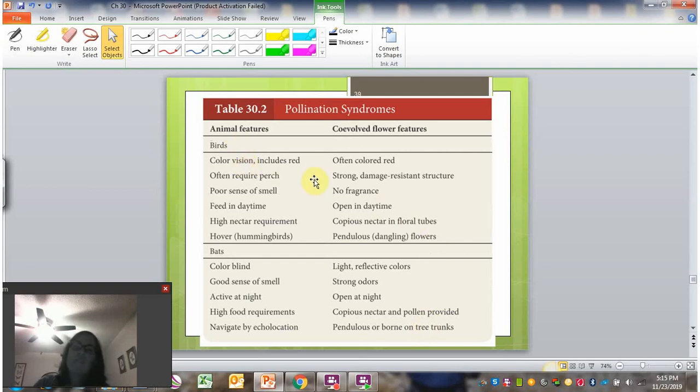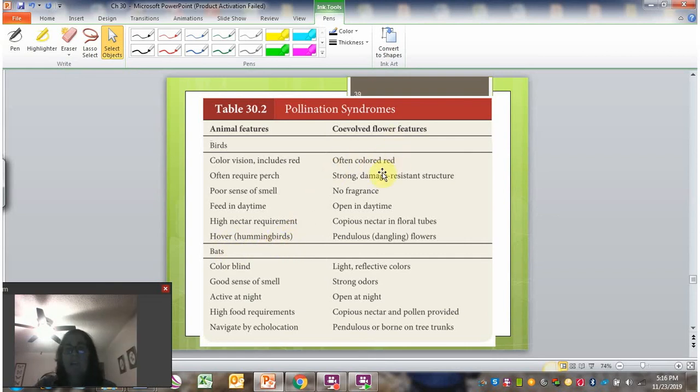Birds have color vision. They can see red as well. Most of them also require a perch, the exception being hummingbirds. They don't smell, so they have a poor sense of smell. They are active during the day. They, in particular, have high nectar requirements. They need a lot of energy from that nectar. Hummingbirds need to be able to hover, so they don't perch. They don't need to perch, but they have to be able to hover. So the flower has to be hanging, basically.